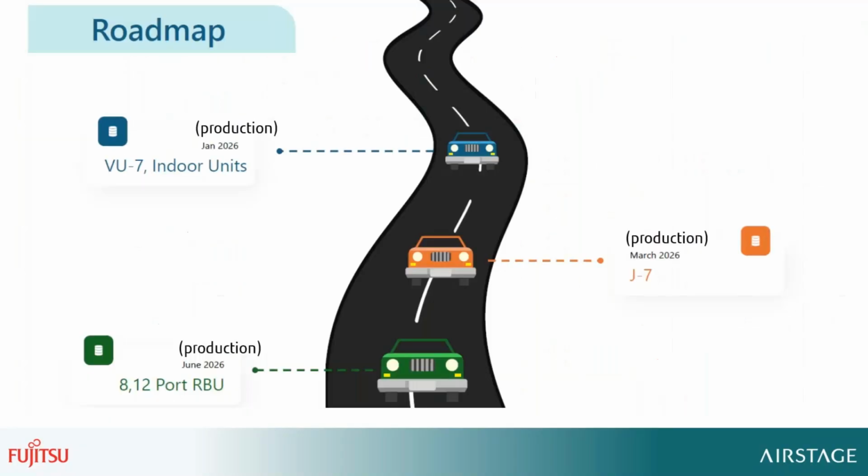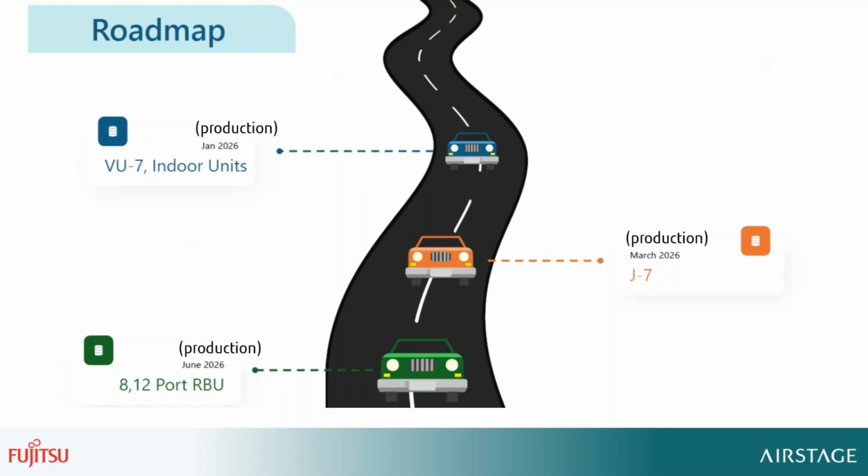And the roadmap will be the VU7 and the indoor units will be January production, which would hit our warehouses here in the US, say March, April timeframe. These, of course, are manufactured overseas. The J7, that 3, 4, 5 ton, is March production, which should make its way to our warehouses in the summer. So June, July timeframe.